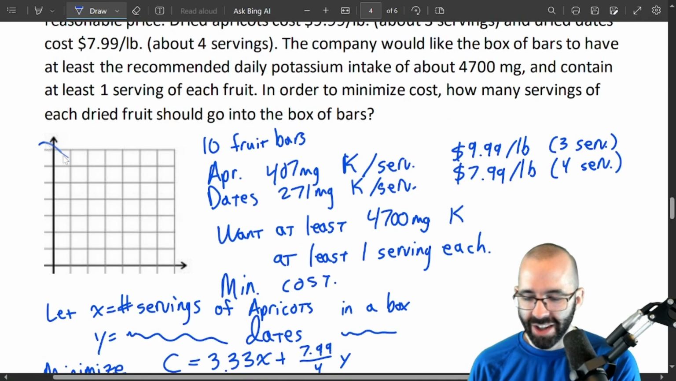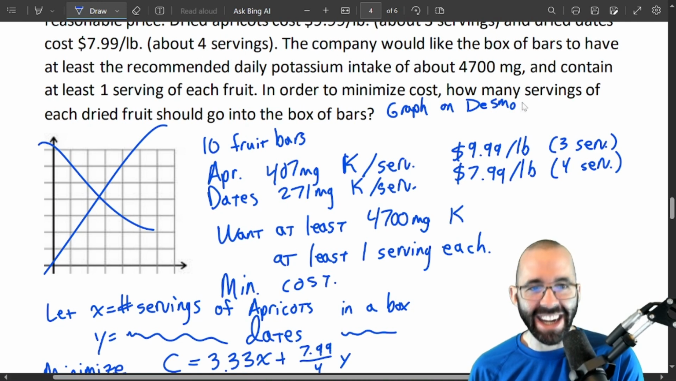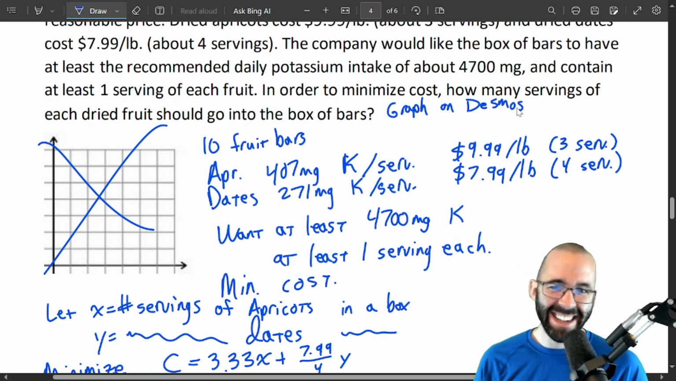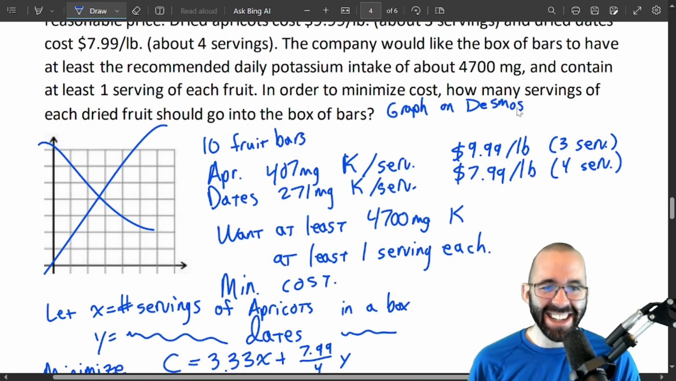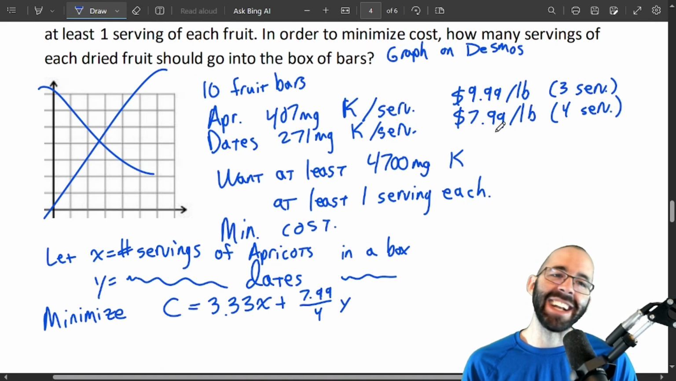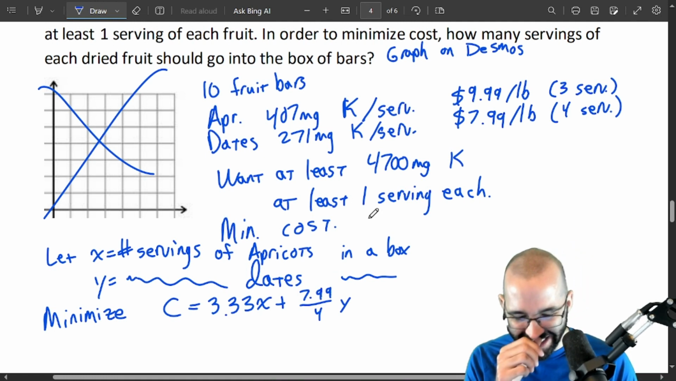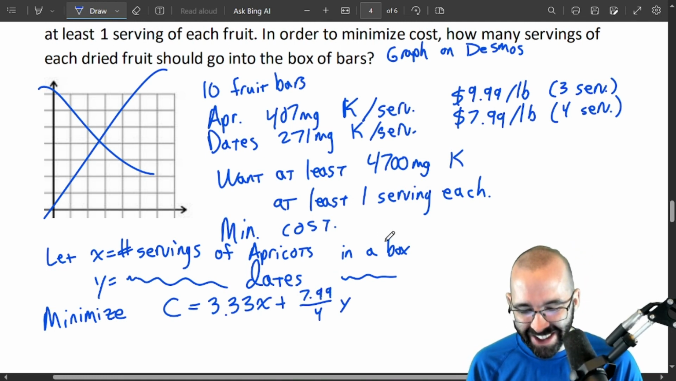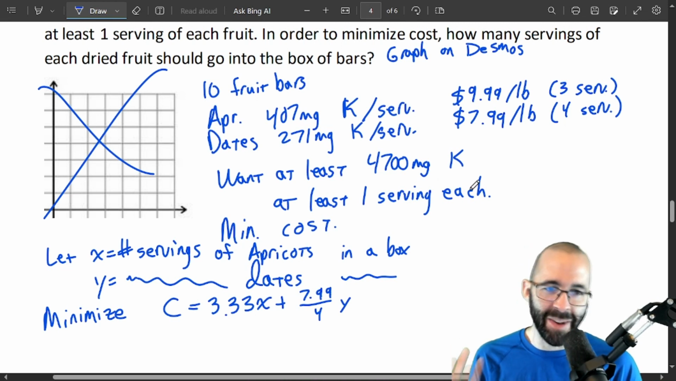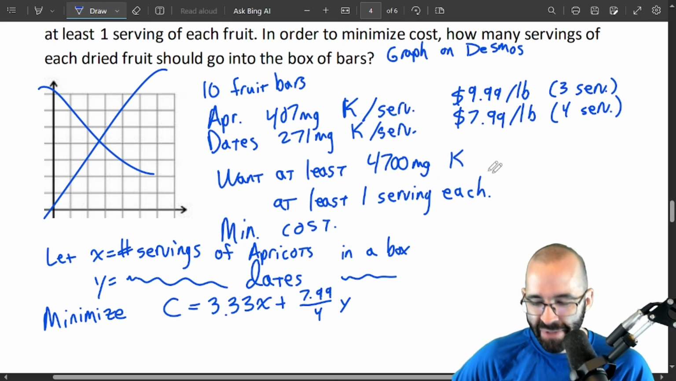We're going to graph on Desmos. I'm not going to make you graph this one by hand. That would be pretty fun though, right? $7.99 divided by 4. They couldn't have just made it $8 and we could write a 2 here. Oh gosh. Okay. I guess I'm the one who made these notes. I'm responsible for taking the problem as it was given in the book.